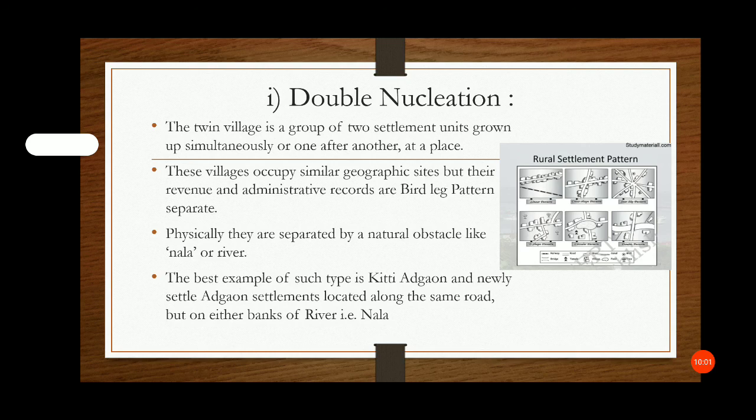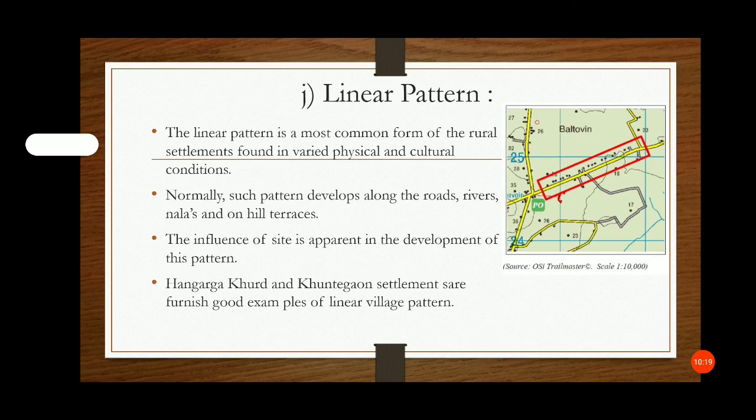In Sinnar Taluka, there are two villages, Khopri Budruk and Khopri Khurd. They are divided into two parts because of one nala, but those villages developed similarly.